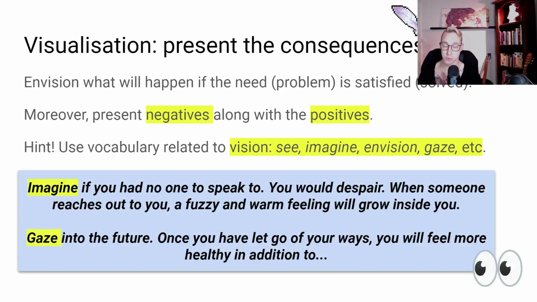Here we have two examples. One that says, imagine if you had no one to speak to, you would feel despair. This is the negative part. When someone reaches out to you, a fuzzy and warm feeling will grow inside you. Here we can see that they describe what will happen, the negatives and the positives. And the second example says, gaze into the future. Once you've let go of your ways, you will feel more healthy, in addition to something, something, something. Here it only focuses on the positives, so we would need to add some negatives as well to contrast and really get a discussion going.